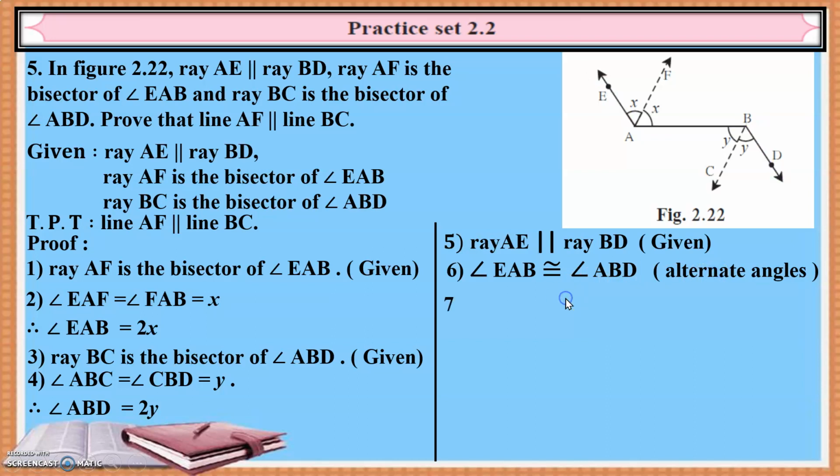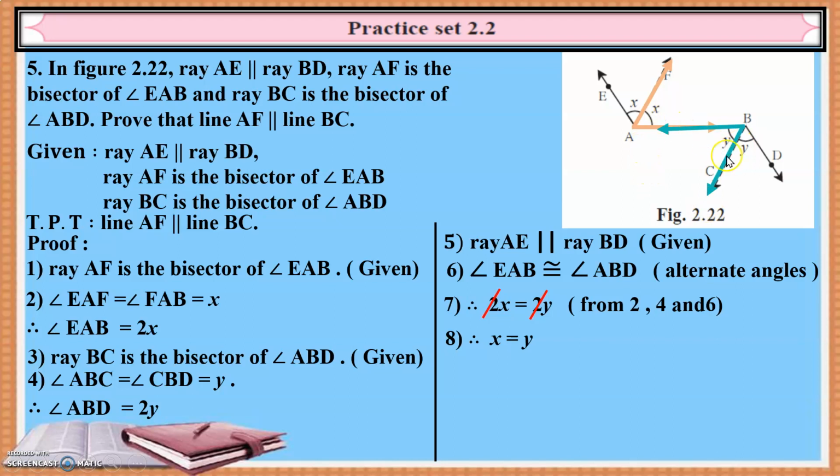So we will write the next step, 7th step, that is 2x will be equal to 2y. Why? Because EAB is 2x and ABD is 2y. So we have written this. In the next step, we will cancel off this 2 and we will get x is equal to y. Now we have got x is equal to y. So which x? There are two angles that are x and two angles that are y. So we will now look at the figure. I'm going to take this x, angle FAB and angle ABC.